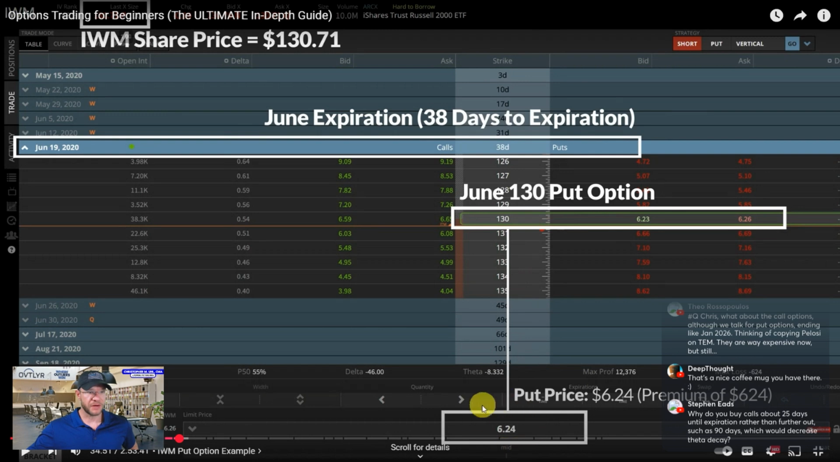Meaning, even though I bought it for $6.24, it's not really a one-for-one translation, right? It's actually more like 2-for-1 in this case. So the stock price would have to move $2 for my option price to move $1, because it's roughly a 50 delta. So 50 cents for every $1 move in the stock.